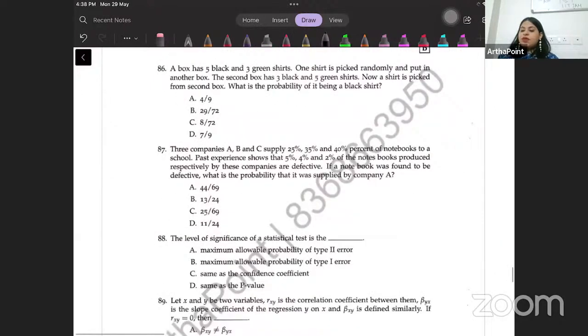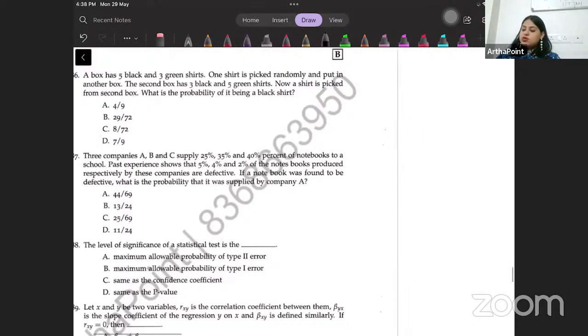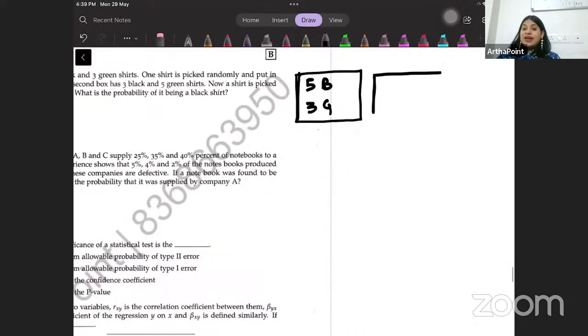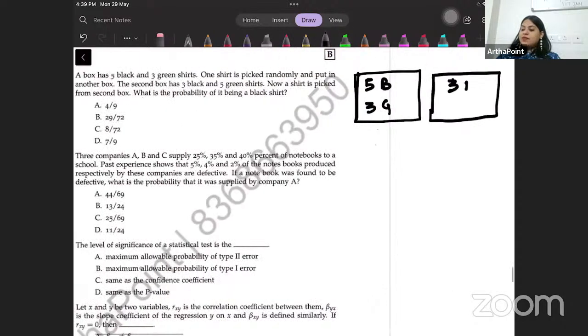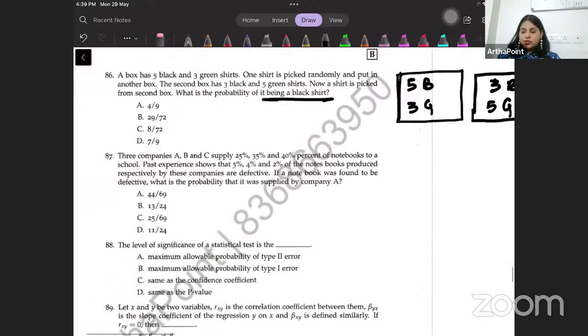Come to the next question, beta. A box has 5 black and 3 green shirts. One shirt is picked randomly and put in another box. So this is a box. It has 5 black and 3 green shirts. I pick up a shirt randomly and I put it in another box. And the second box has 3 black and 5 green. Now I pick up one shirt from the second box. It says, what is the probability of it being a black shirt?